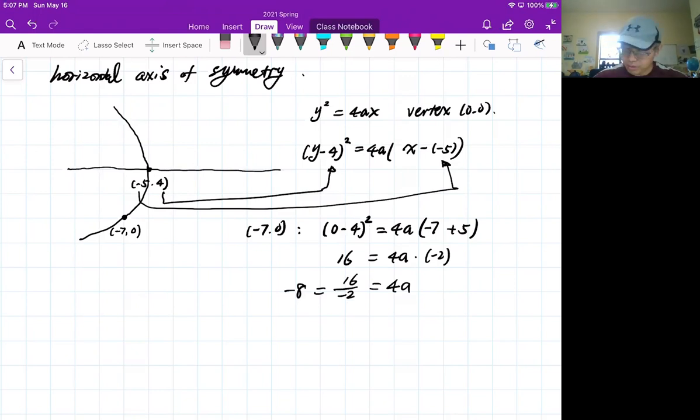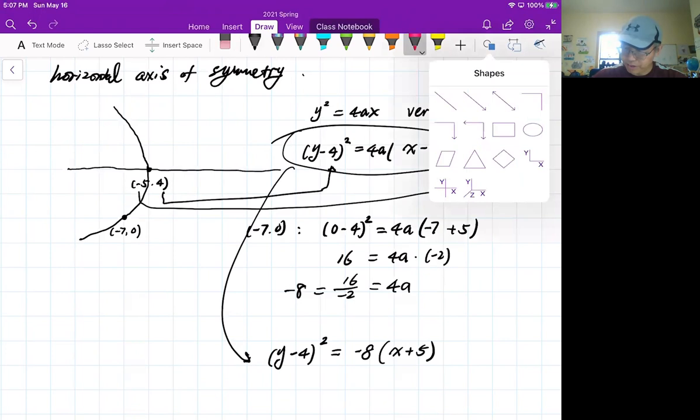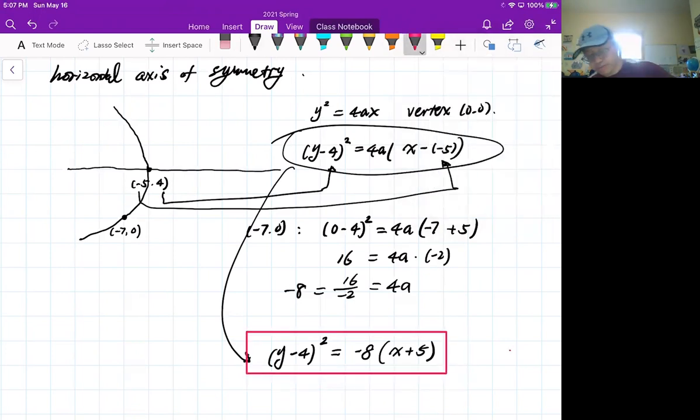Okay, so the equation here becomes the following. We get (y minus 4) squared equals 4a times (x plus 5). Where's the 4a? 4a is equal to -8, right? So (y minus 4) squared equals -8 times (x plus 5), and that's my final answer, right? All right, give everyone some time.